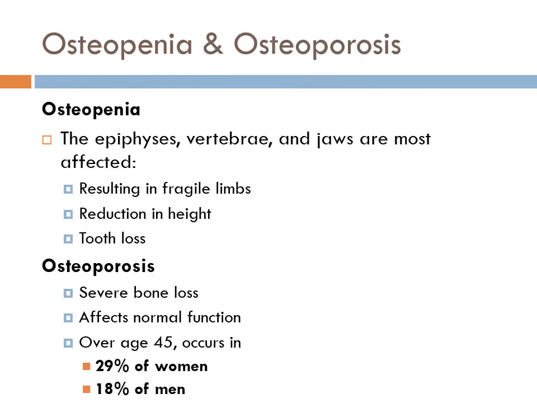Osteopenia is typically in the epiphyses of long bones, in the vertebrae, and in the jaw or mandible. Results in fragile limbs, reduction of height, and tooth loss. In the mandible, your teeth are bound into the bone, so if you have bone loss in your mandible, your teeth are going to start to fall out.